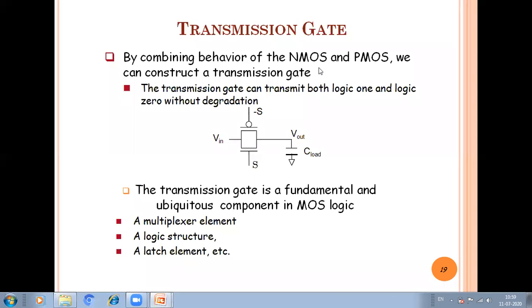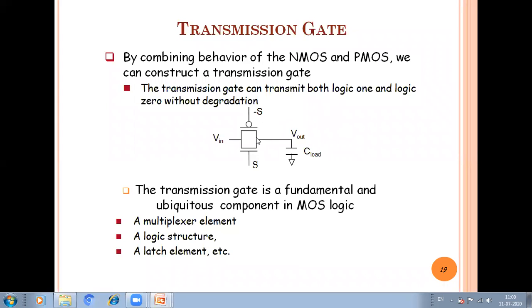It will support only the strong 0, and the 1 is the degraded 1. And in the PMOS case, it provides the strong 1 and degraded 0. So that's why, by combining the NMOS and PMOS, we can construct a transmission gate, and with this transmission gate, we can implement different types of CMOS logic circuits.